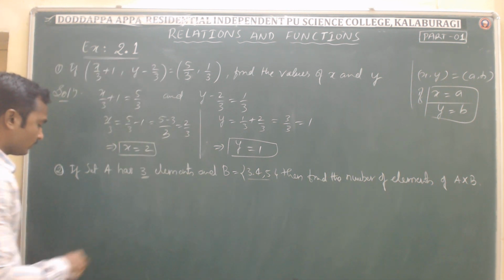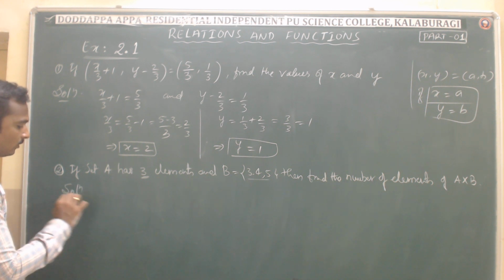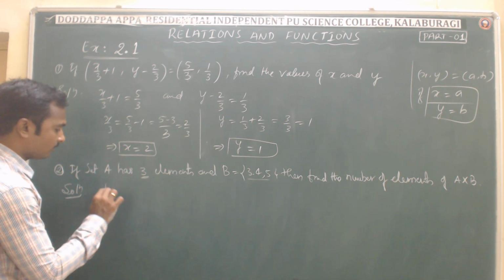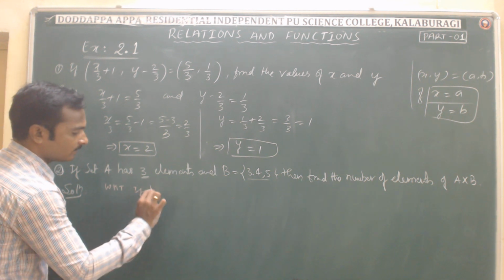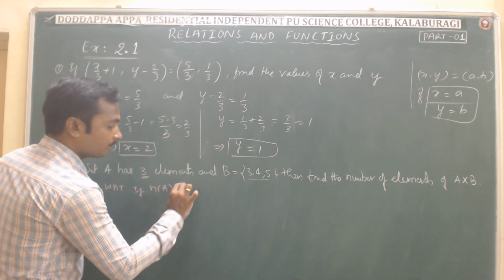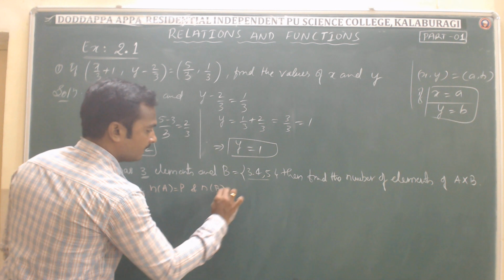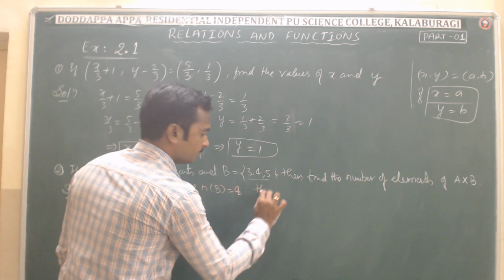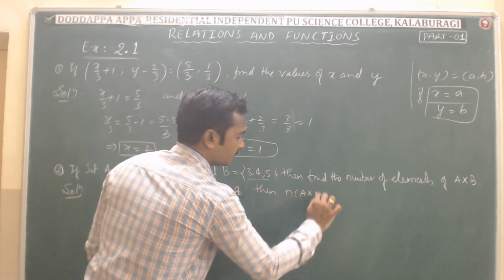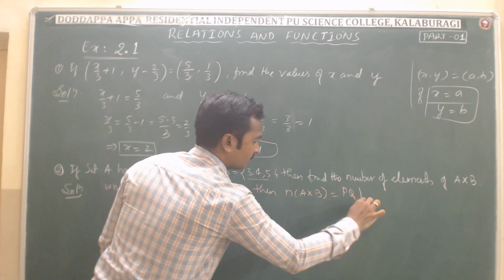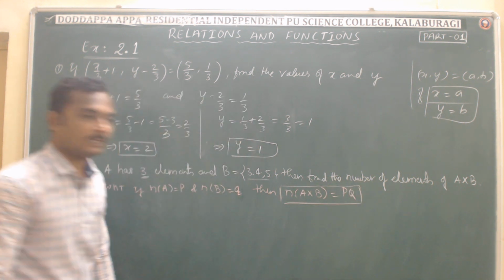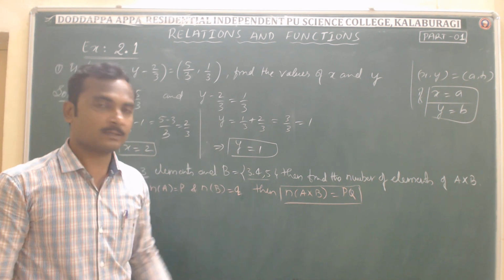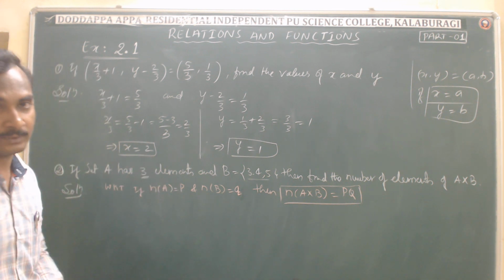Okay. So the solution. What we know, I have told you in the notes, is that if n(A) is P and n(B) is Q, then n(A × B) is PQ. This is already there in our knowledge, that n(A × B), the number of elements of the Cartesian product A cross B, is PQ. So let us use the same concept.